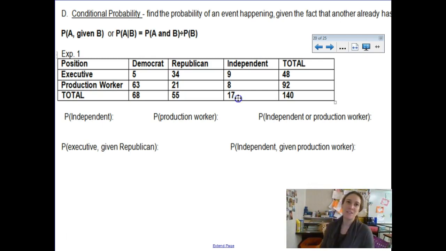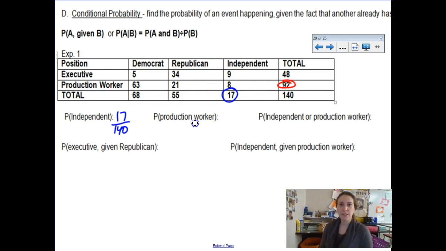These are my favorite. These are called contingency tables, and it's a way to organize conditional probability. So the first two questions are just basic. It says, what's the probability that you choose somebody who's an independent? So there are 17 independents out of the total 140. And I don't have a calculator right now, so I'm not going to be reducing these for the sake of time. Sorry.